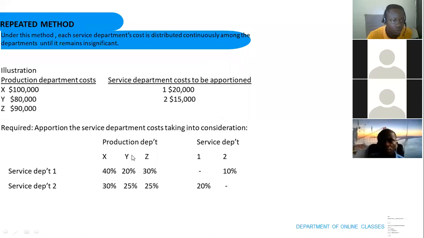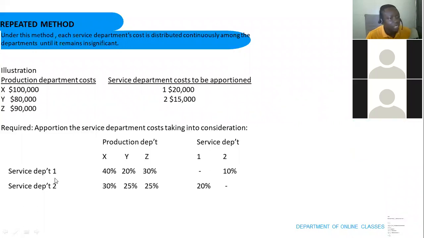we need to use these percentages. For production department X, we have 40%. Production department Y, we have 20%. Production department Z, we have 30%. And then service department 2, we have 10%. So when you want to apportion or share a figure like 20,000, which has been incurred by service department 1, you use these figures to apportion.